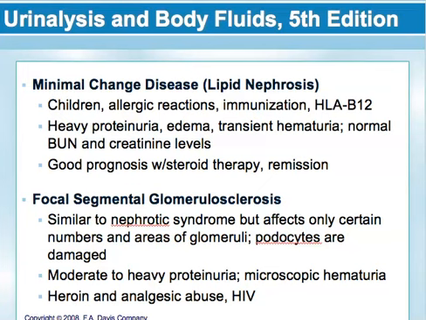Then the last one in this category is focal segmental glomerulosclerosis, which affects only specific areas of the glomerulus. The symptoms with this one are going to be similar to minimal change disorder and nephrotic syndrome. This one is associated with heroin abuse and abuse of analgesics, which are pain relievers, and also associated with HIV. Lab findings for this one: proteinuria and microscopic hematuria.